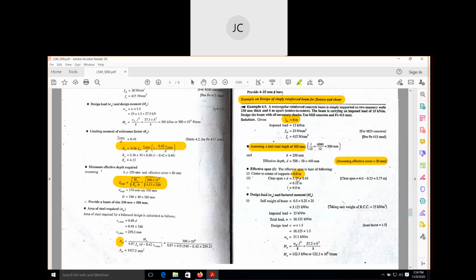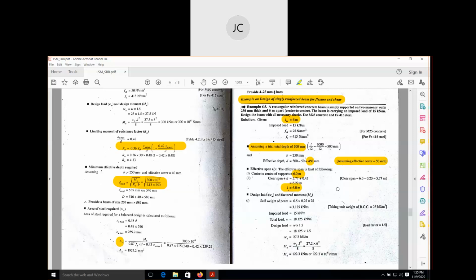Clear span will be 5.77, because you can see here 6 minus 0.23. How did we get 0.23? Because the width of the support is given as 230. If you deduct this value from the effective span, you will get the clear span. So clear span plus effective depth, 0.45, gives 6.22. Now compare the two values, 6 meter and 6.22. Between these two, 6 meter is the smaller one, so our effective span will be 6 meter.